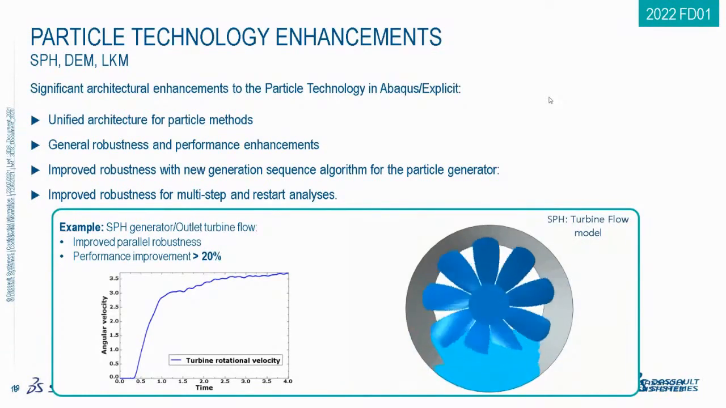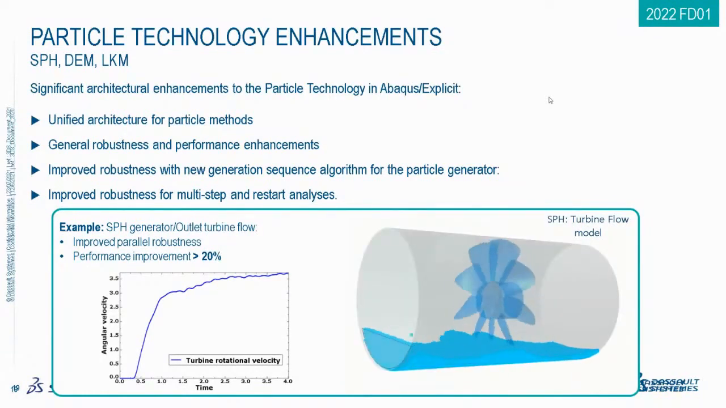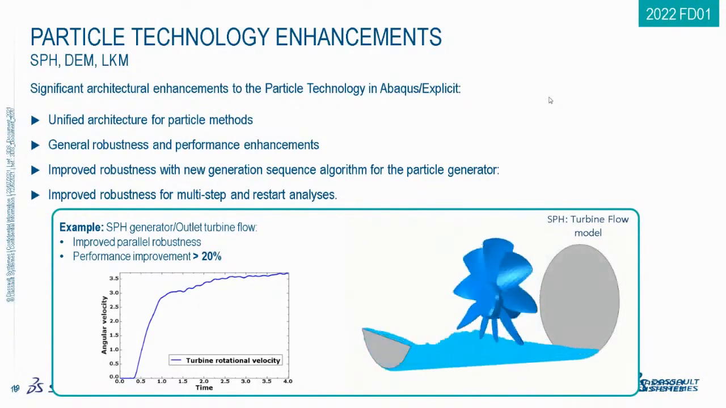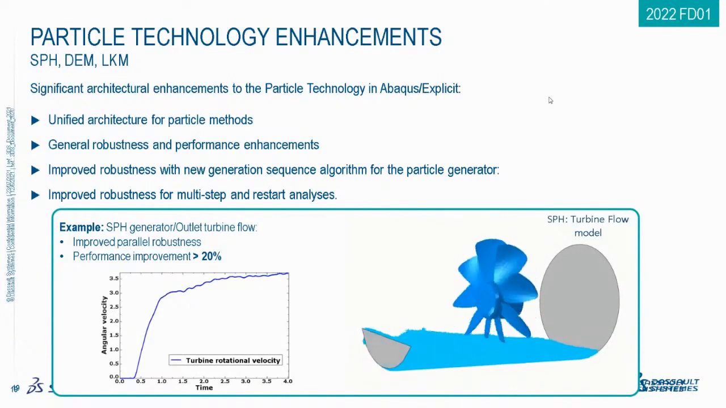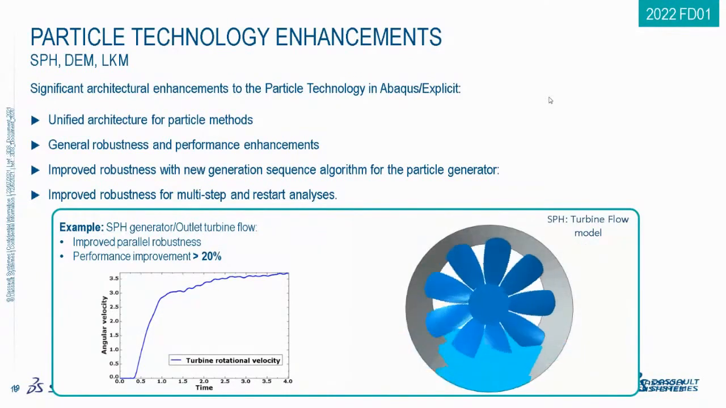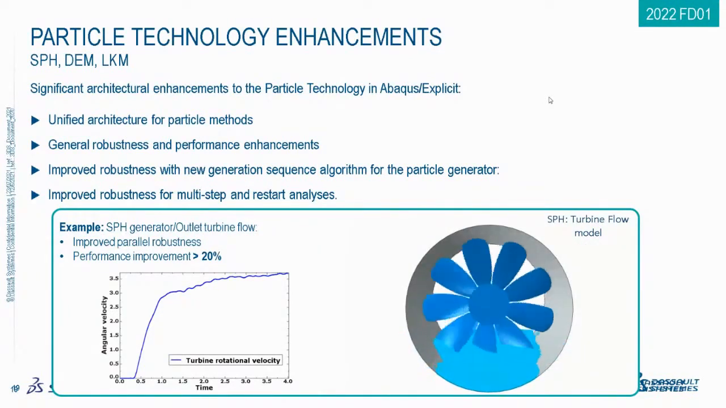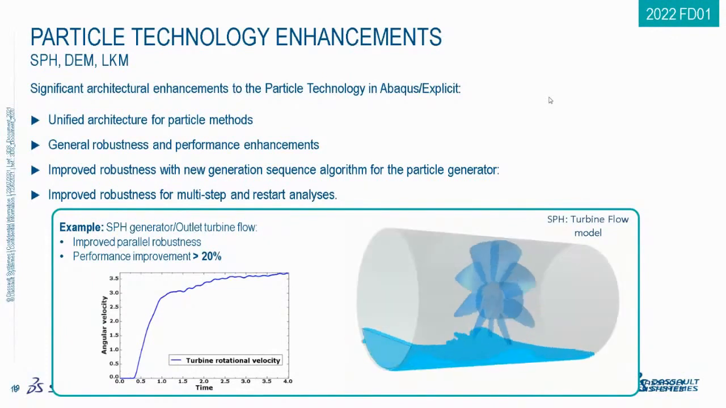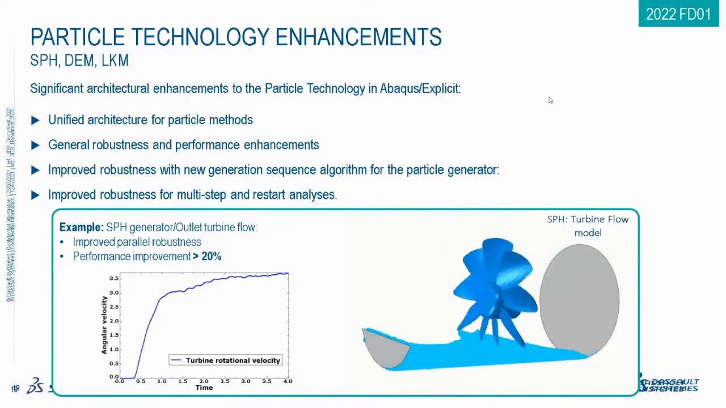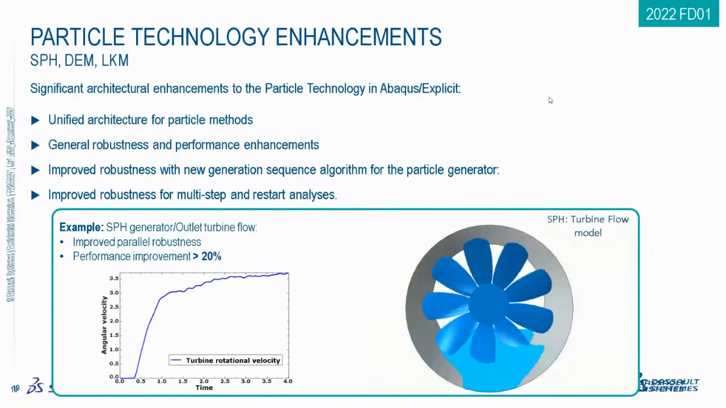And what we've done is took a step back and revisited the architecture behind these technologies, unified some of the algorithms, particularly when it comes to tracking particles and so forth, and improved robustness, particularly with regards to parallel processing. The goal there really is ultimately to improve performance.